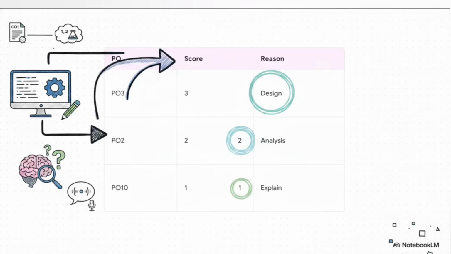When we map this to our universal program outcomes, we use a 1 to 3 scale. PO3 is Design and Development of Solutions. Since designing Java apps is the absolute main focus here, this gets a high mapping, a solid score of 3.